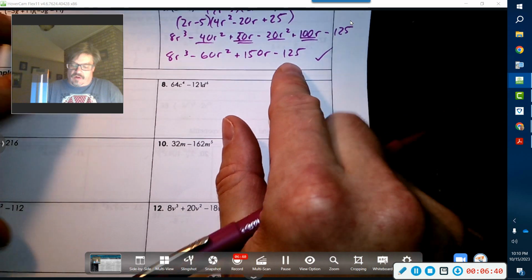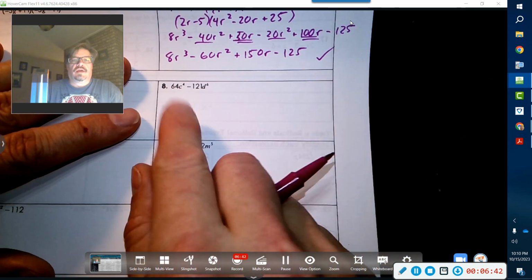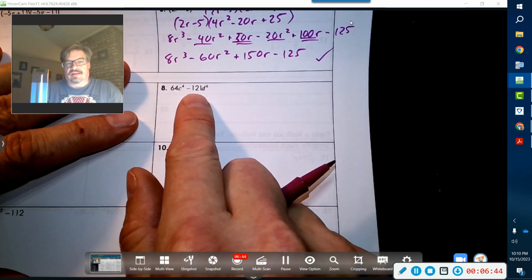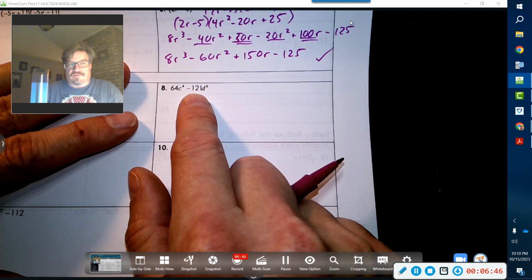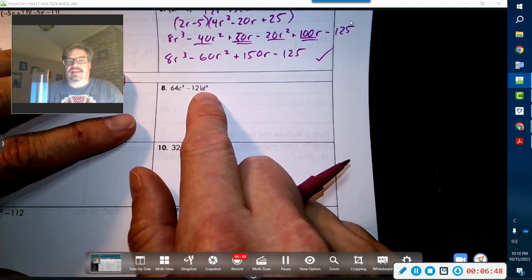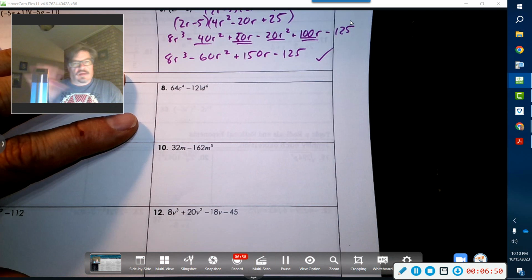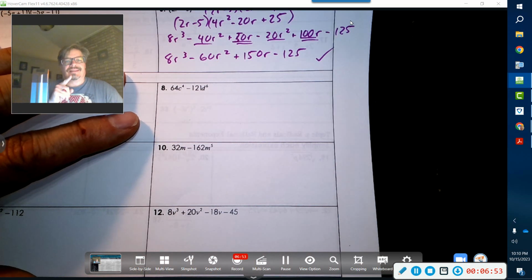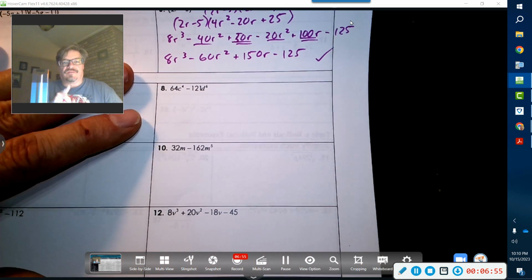So first of all, always look for a GCF. And I see that's 64, and that is 121. So definitely not a GCF. I can't take a C or D out of both. So basically all I see is possibly the difference of two squares.